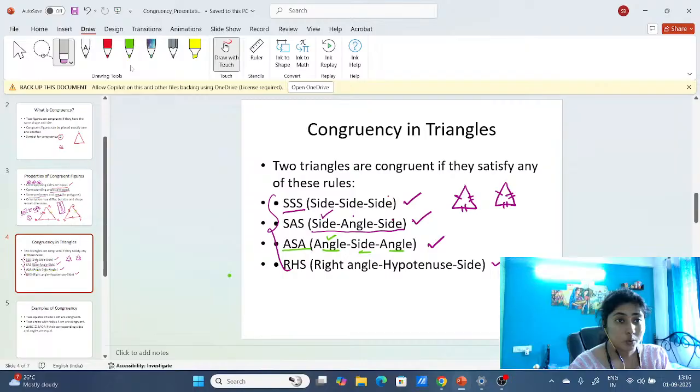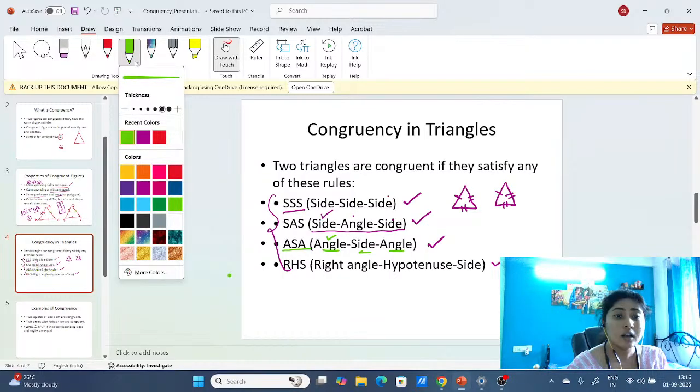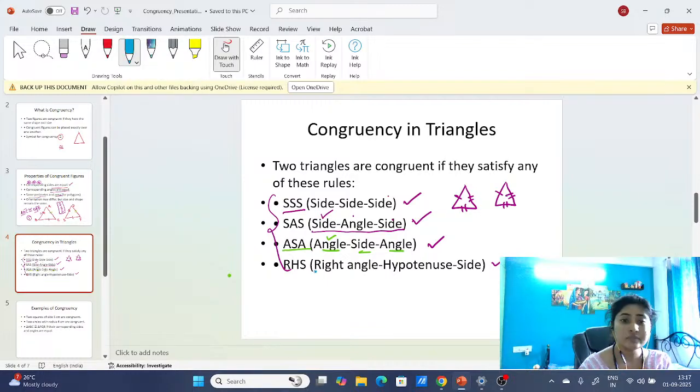Okay, so this time I will use which color? I think sky color will be fine. Okay, so ASA, right?